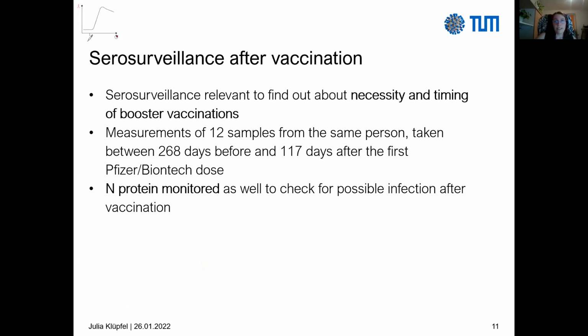And to see how the antibody titer would change after vaccination, we measured a total of 12 samples from the same person that had been taken between 268 days before and 117 days after the first Pfizer-BioNTech dose. Apart from the receptor binding domain, we also monitored the N protein, as I just explained, because we wanted to check for possible breakthrough infections.